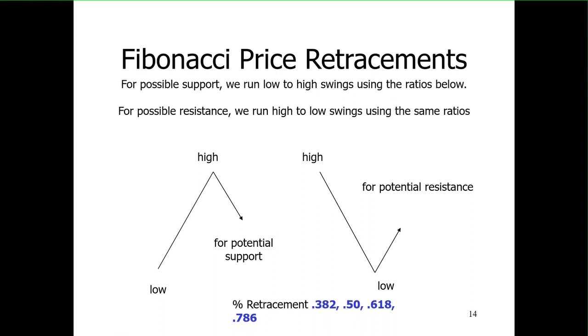So I do 3 different types of price relationships. I run price retracements, price extensions, and price projections. And then I put together all the information and I look for my trade setups. So here, for example, for support, I'm going to run the retracements of any low to high swing on a chart. And I'm going to use the ratios of 38.2, 50%, 61.8, and 78.6 as possible support. I'm also going to run prior high to low swings and use the same ratios for possible resistance.